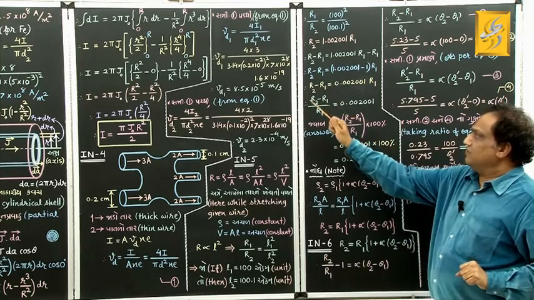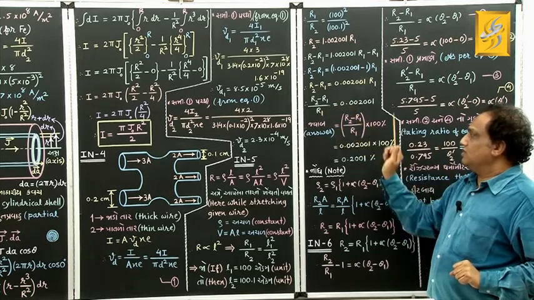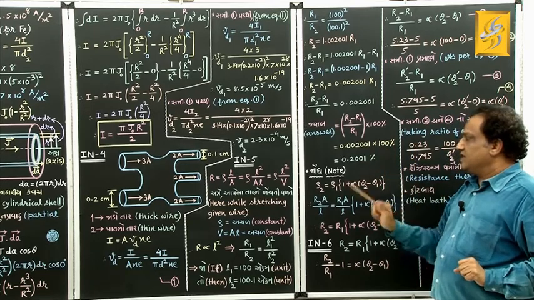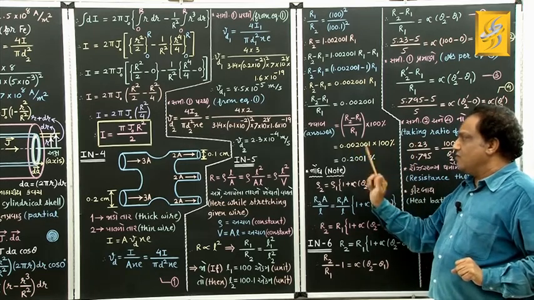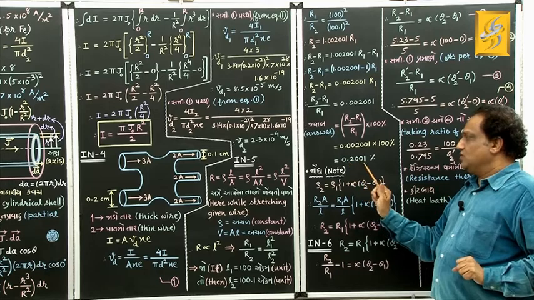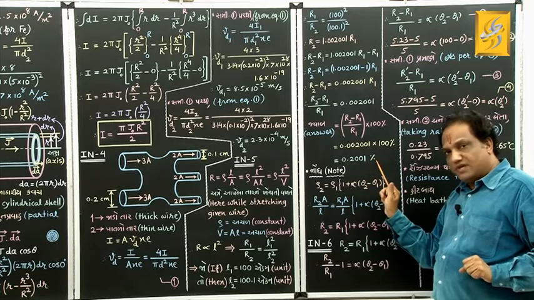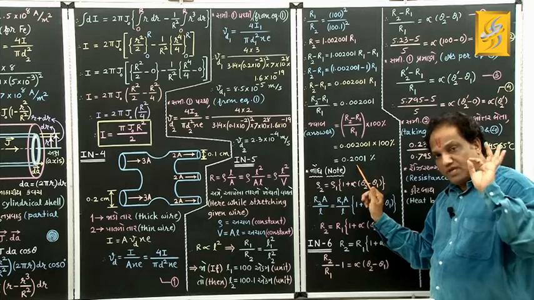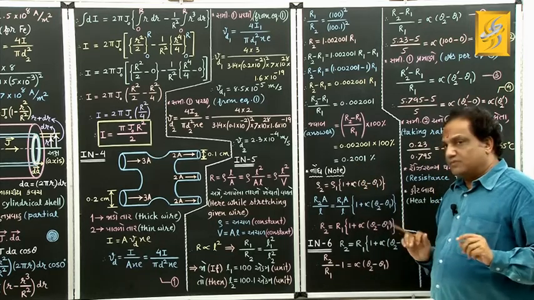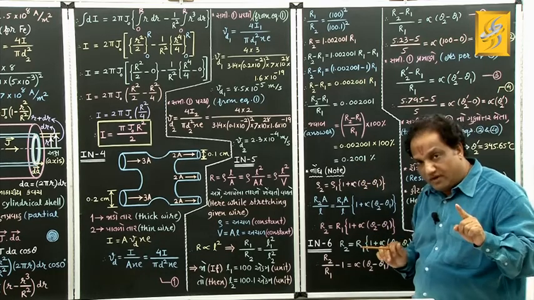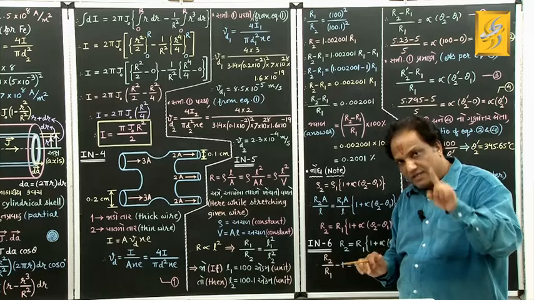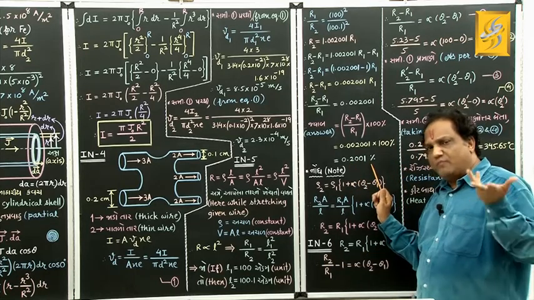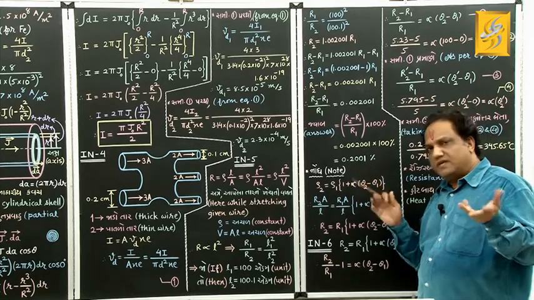Put up this value. This value is 0.002001 multiplied by 100 percent. When you multiply by 100 percent, the decimal point will appear here: 0.2001, that many percent. This is the most accurate answer. In the textbook, they have adopted the method of derivative, and in that method they are getting the final answer 0.2 percent. Then you may tell me, sir, 0.2 and 0.2001 are nearly equal.